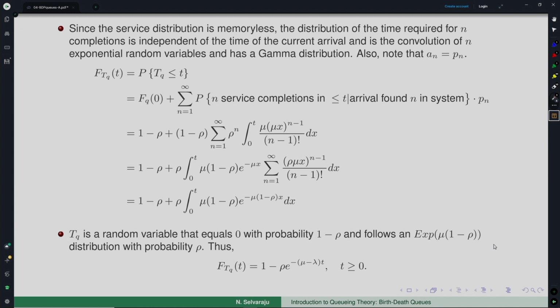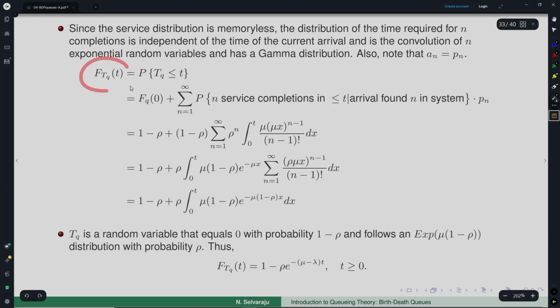Since the service distribution is memoryless, the distribution of time required for n completions is independent of the time of the current arrival, because currently a customer might be getting served. So, his remaining service time is exactly the same as the original service time. Hence, including him in the service, there are n ahead of him. So, the total service time is given by the convolution of these n exponential random variables, each with parameter mu, and hence this has a gamma distribution with n and mu as the parameters. Also note that A_n is equal to P_n, two things we noted.